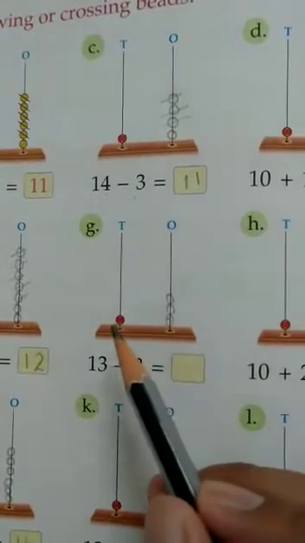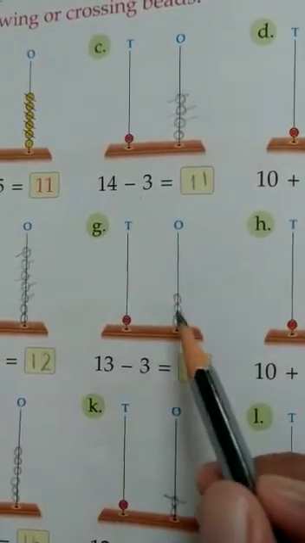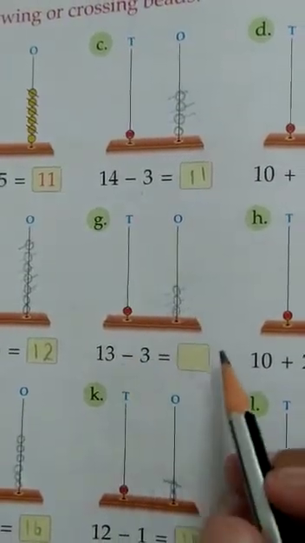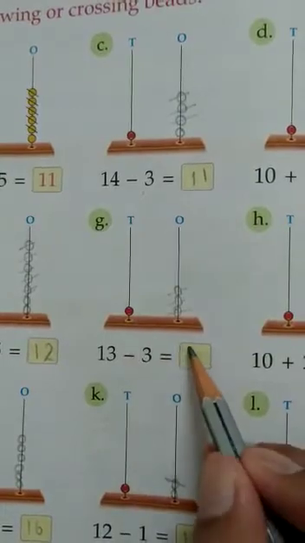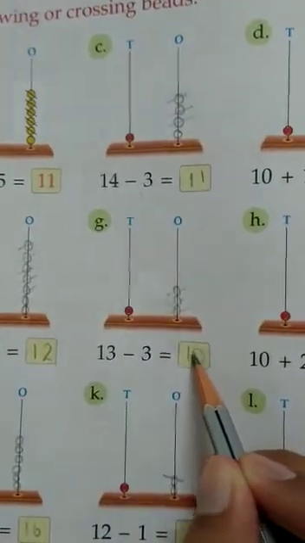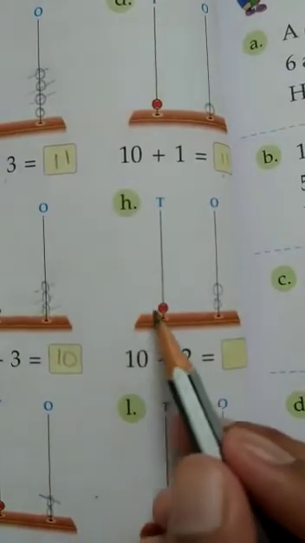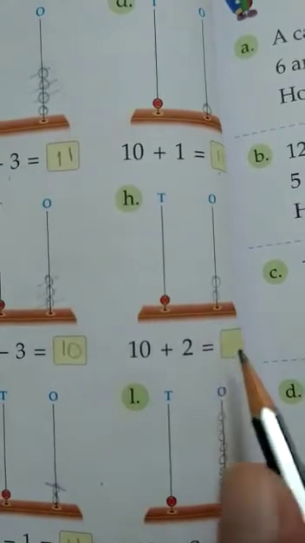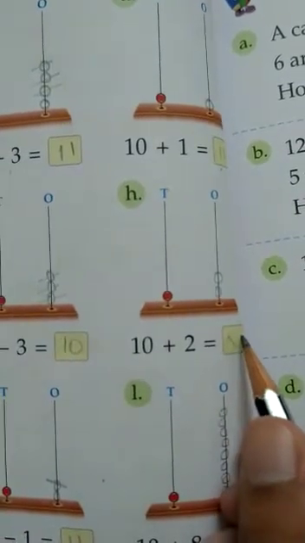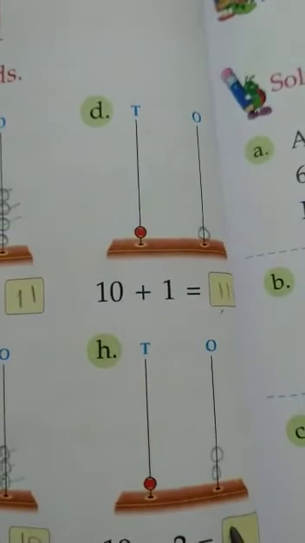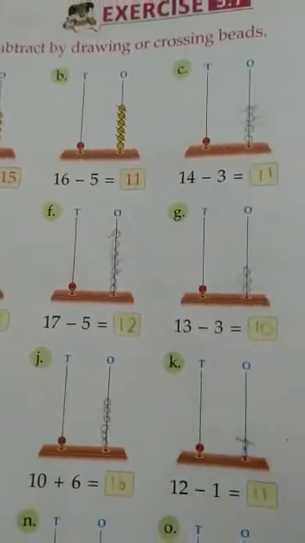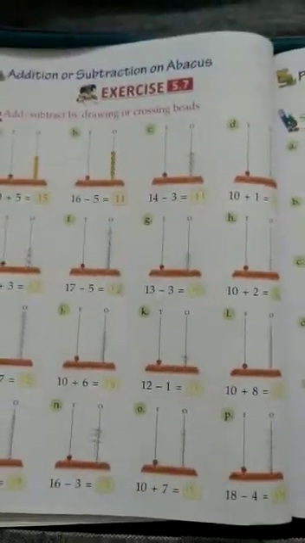13 minus 3. 10, 11, 12, 13. We will subtract 3. 1, 2, 3. What do we have? Only 10 left. So we will write 10 over here. 10 plus 2. 10 is here. Plus 2. 10, 11, 12. We will write 12 here. Now in the same manner you will do the remaining questions as well.